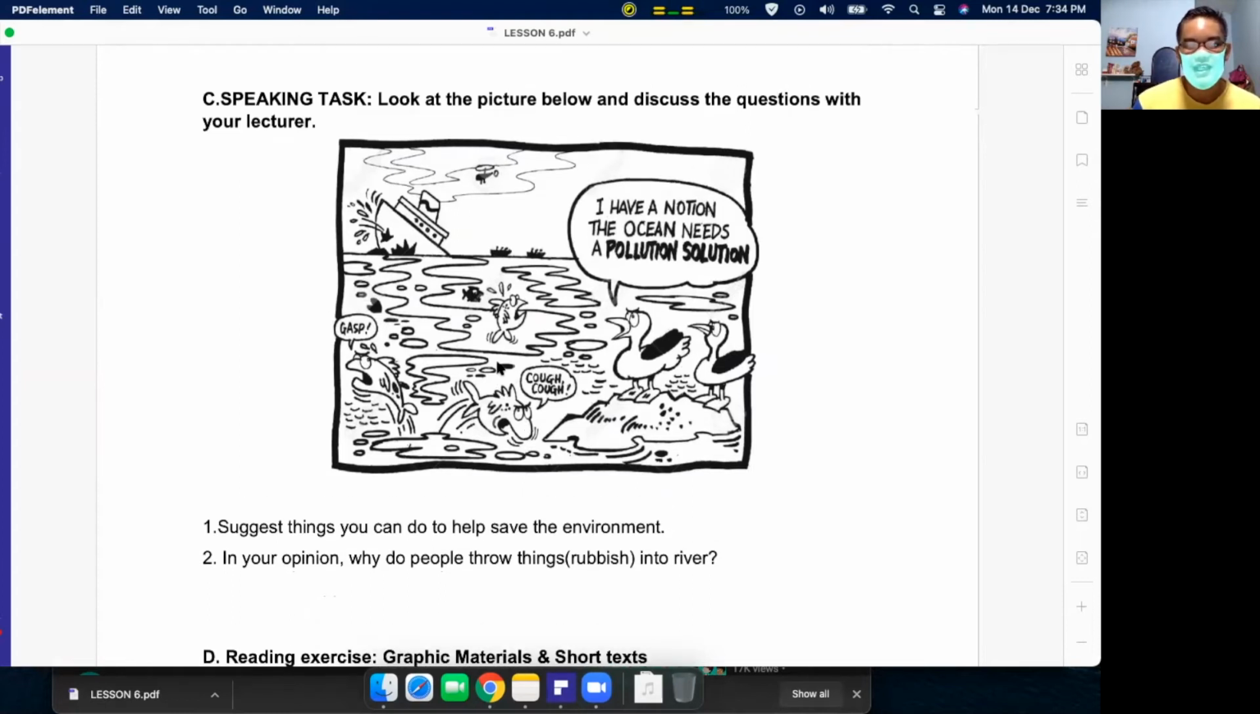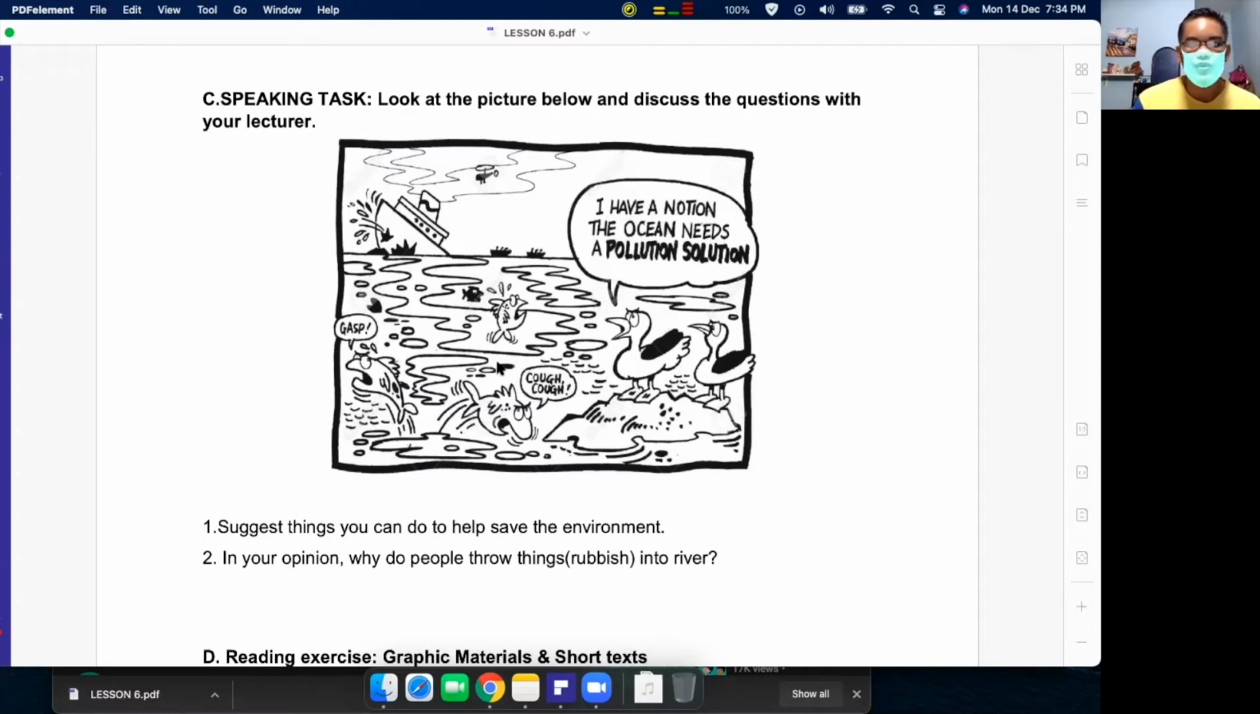Number one, suggest things that you can do to help save the environment. Things that you can do. What can you do to save the environment? You look around your room. You look around your housing area. You look around the college. You look at the river.